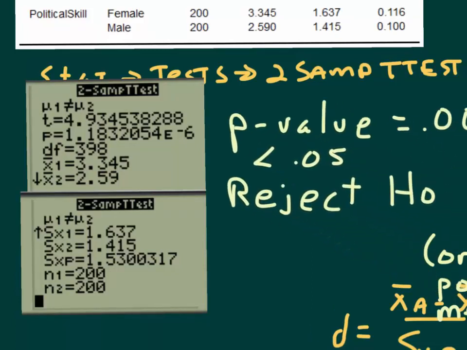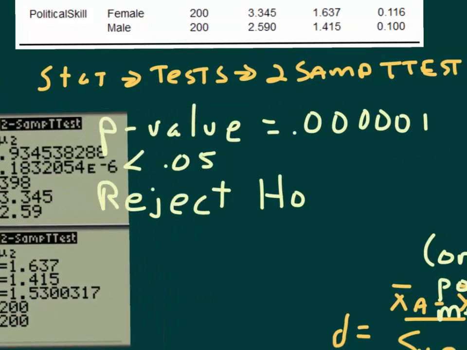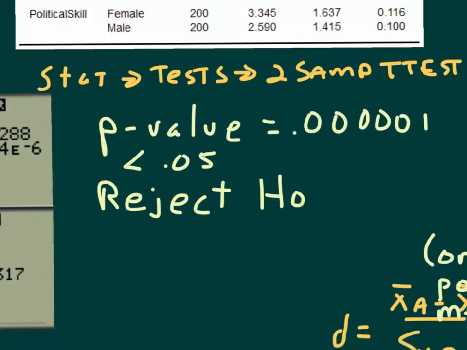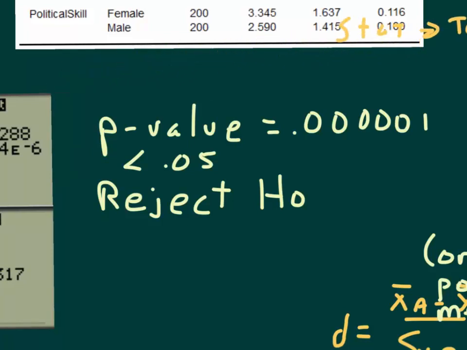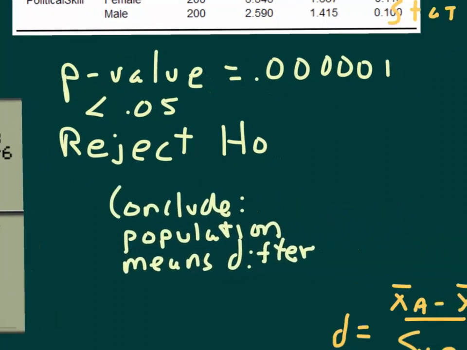And so that p-value, I'm just going to call that 0.000001. Of course, you could have put 118, but it's little, and it's less than 0.05, so we're going to reject H0 and conclude that the population means differ. Could go on to say here that this means that there's a difference in the population means for males and females in terms of their perceived political skills. Could even be more exact and say there's a difference between the population mean political skills for male and female undergraduate students at a southern university.